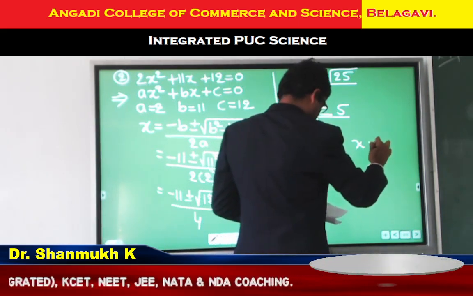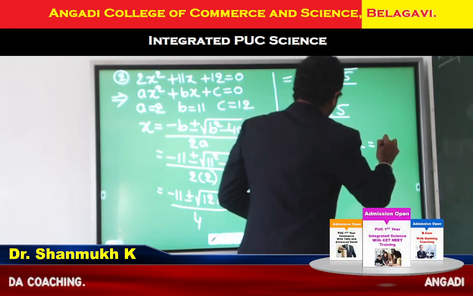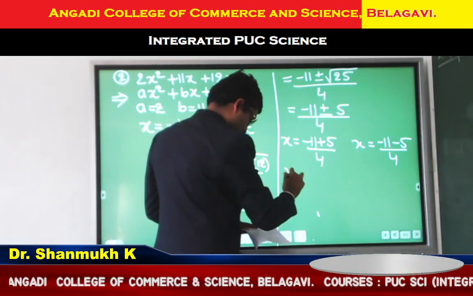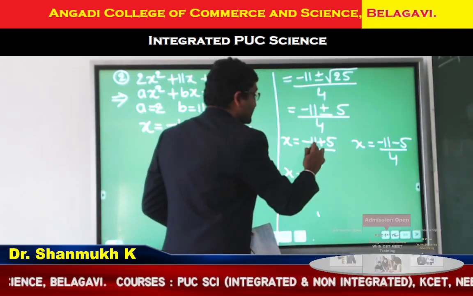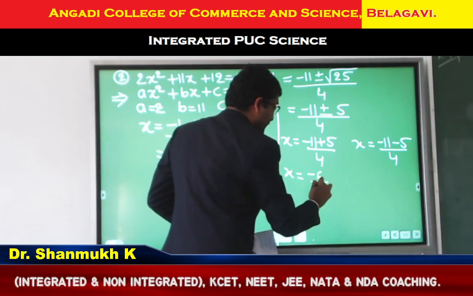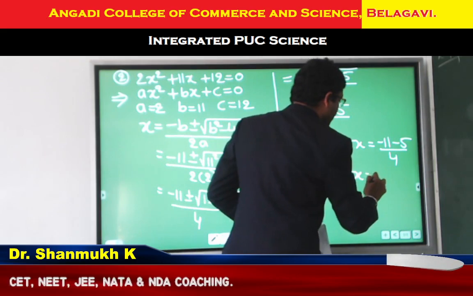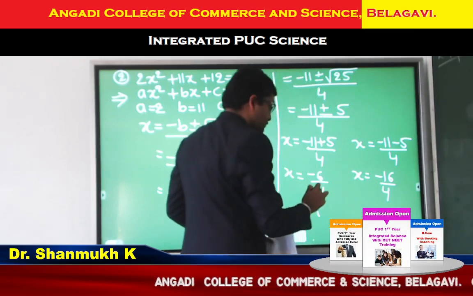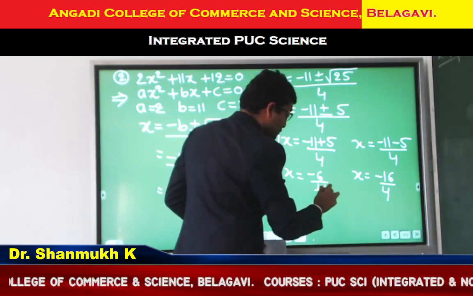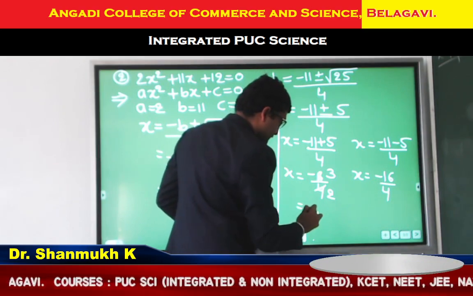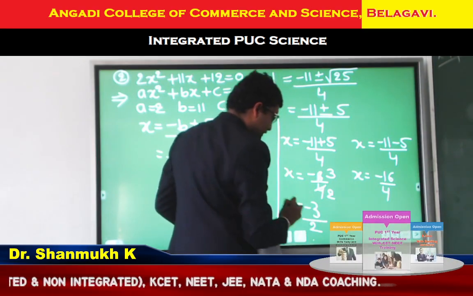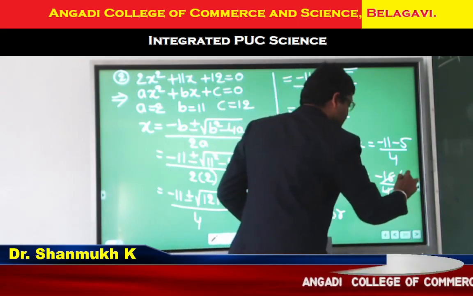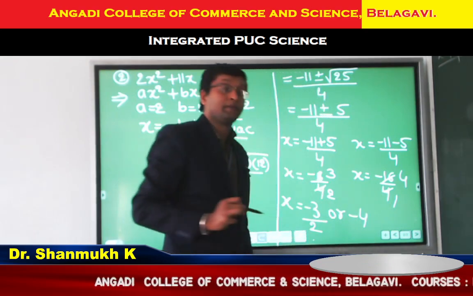Next one, x equal to minus 11 minus 5 divided by 4. So simplification, x equal to minus 11 plus 5, that is minus 6, divided by 4. Next, x equal to minus 11 minus 5, that is minus 16, divided by 4. So it is a common table of 2: 2 twos are 4, 2 threes are 6. So we get one solution as minus 3 divided by 2, or one more solution is 4 ones are 4, 4 fours are 16, we get it as minus 4 as the second solution.